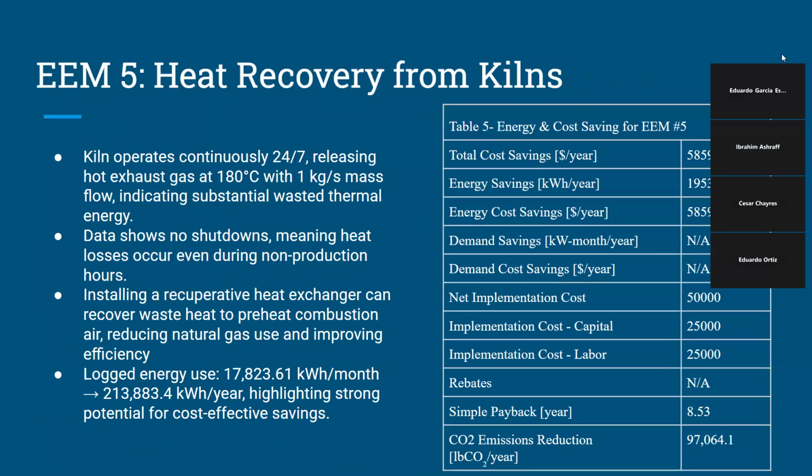So moving on to EEM 5, heat recovery from kilns. The kiln operates continuously 24/7, releasing hot exhaust gas at 180 degrees Celsius with 1 kilogram per second mass flow, indicating a substantial wasted thermal energy. The data shows no shutdowns, meaning heat losses occur even during non-production hours. Our suggestion to solve this is installing a recuperative heat exchanger that can recover wasted heat to preheat combustion air, reducing natural gas use and improving efficiency.